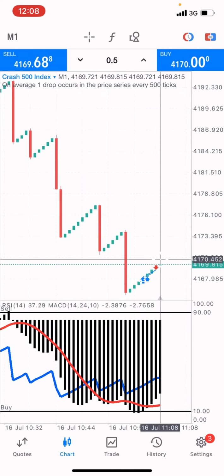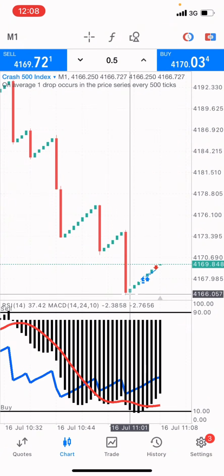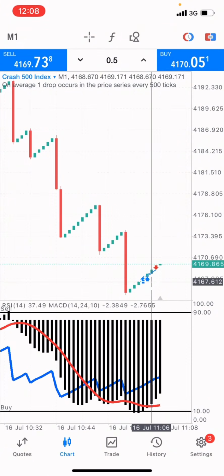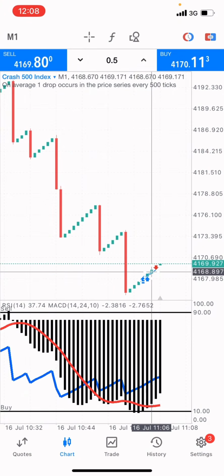Okay, so this is how you trade on Crash 500. You wait for a good analysis before placing a trade, either a buy or a sell. You don't just place a buy without doing a proper analysis. You don't just place a sell without doing a proper analysis, so that you don't end up with a losing trade.